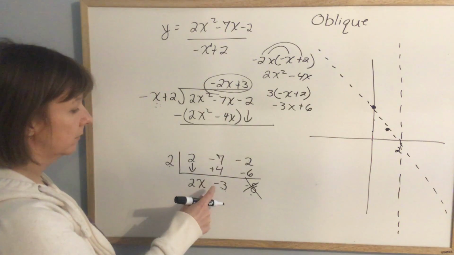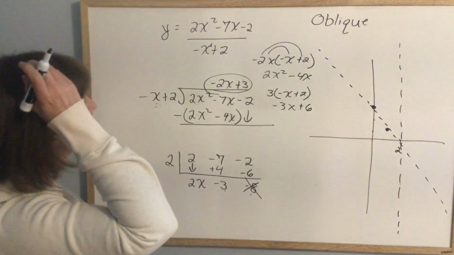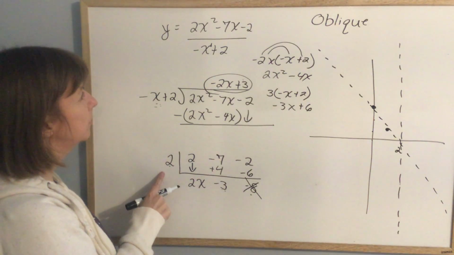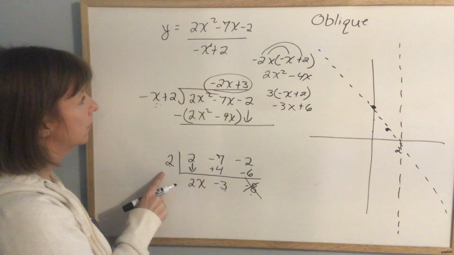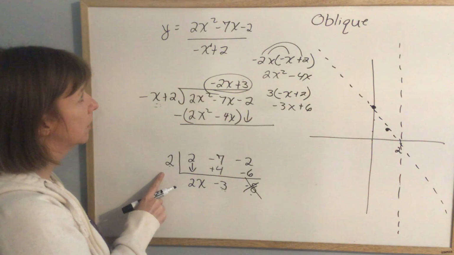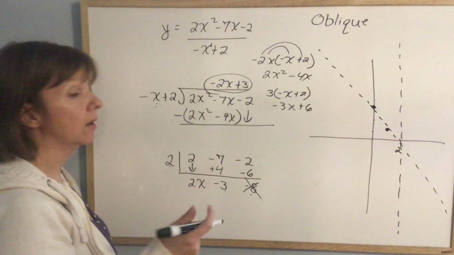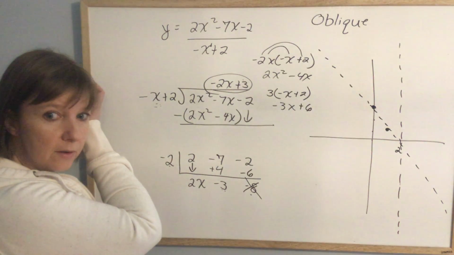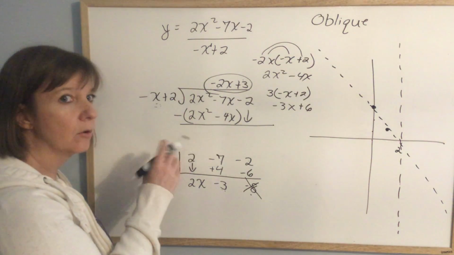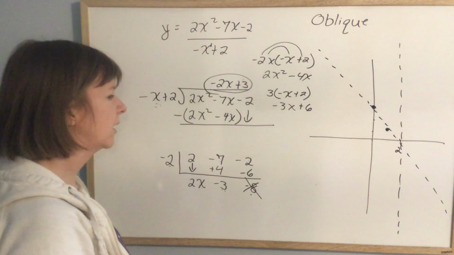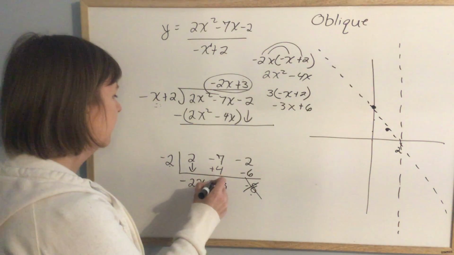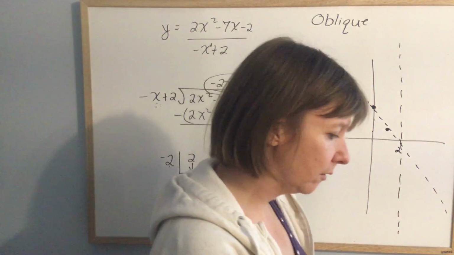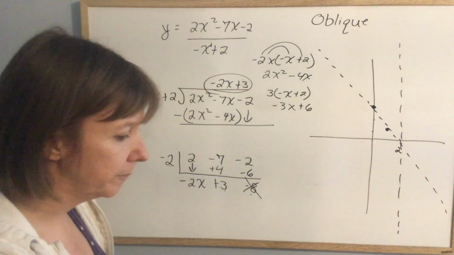I didn't get the same answer. What did I do differently? That should be 2. I got my signs messed up somehow. Negative x plus 2. Oh, you have to flip the sign. If 2 is what would make it 0, then you put negative 2 in there. You have to flip the sign. I can't remember why that is. So that would make negative 2x plus 3, which would give you what you wanted.